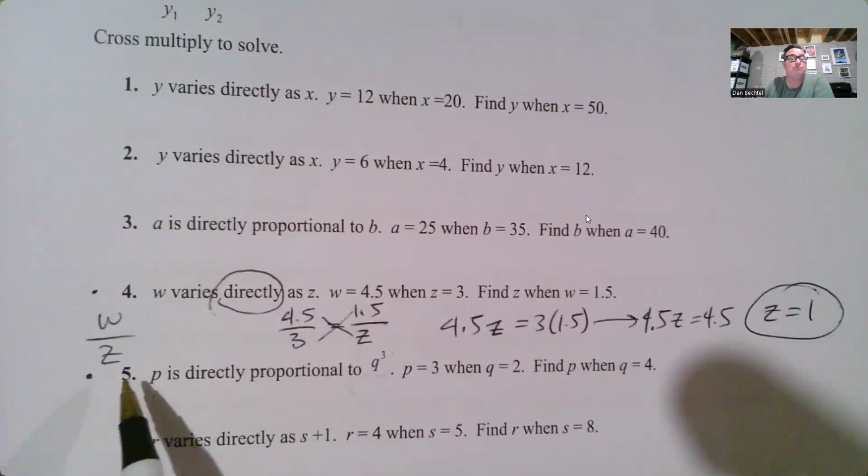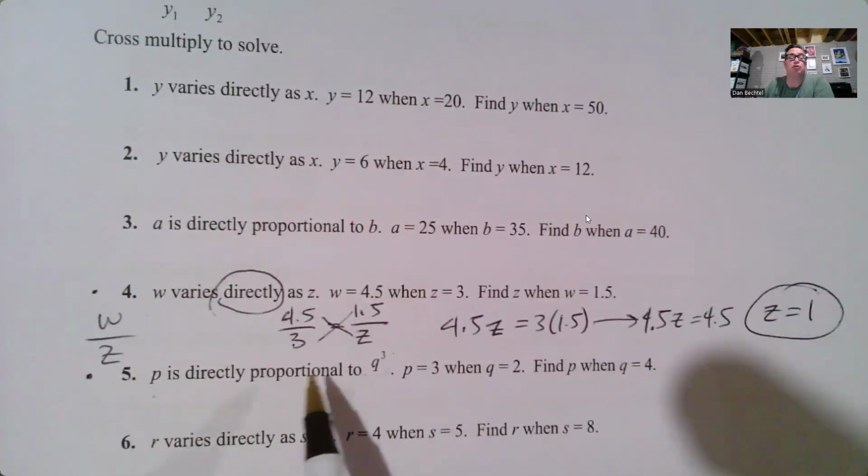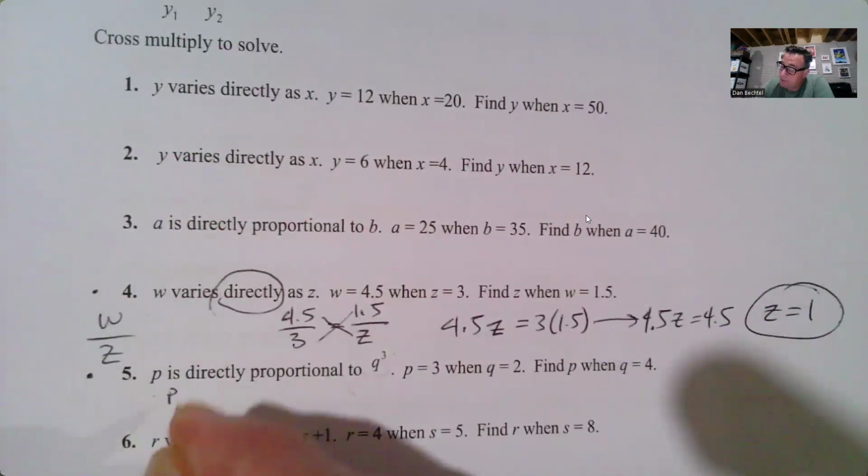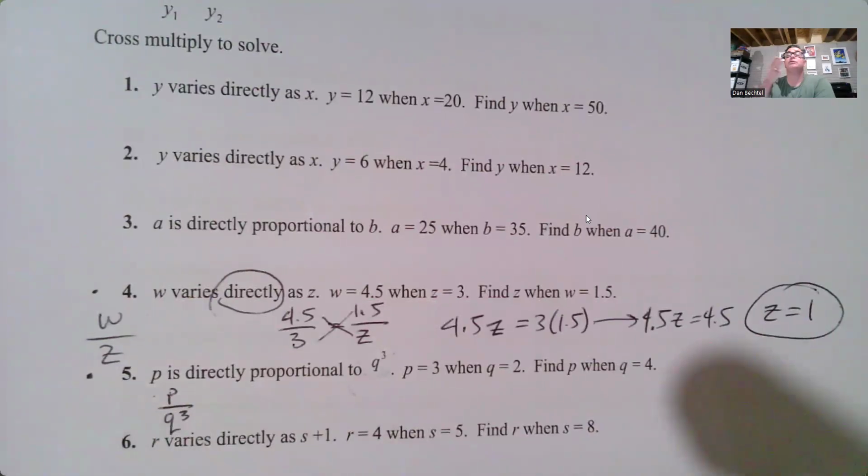And so like P being directly proportional to Q to the third power, it means that when you set up your proportion with a P on the top, you will have to make sure that you put Q to the third power on the bottom so that whatever you're plugging into there, you are cubing as you get that done. And it's not difficult to do.